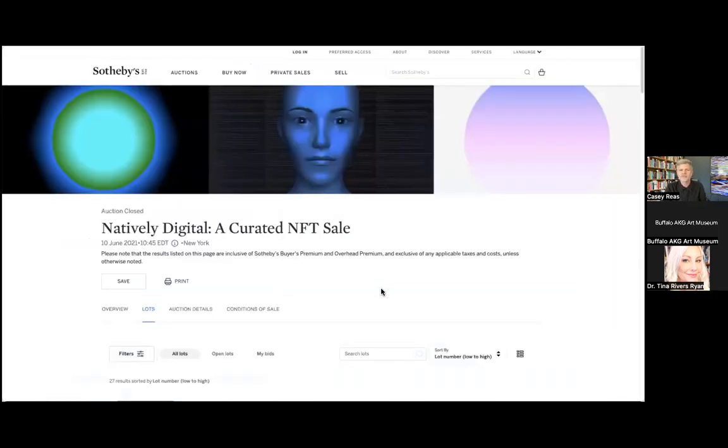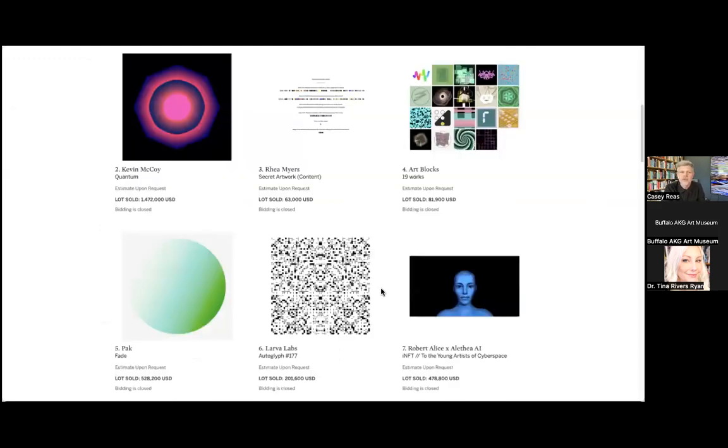So in contrast, we have this. This is the natively digital auction, which was dubbed a curated NFT sale. This was held at Sotheby's over a year ago, June 2021. It felt like a moment when it happened. It was, in my opinion, an interesting mix of artists with backgrounds in art, digital art, and crypto. And I think this show cast a wider net than others. It brought different communities together. Different communities of artists and collectors were in proximity within this show.